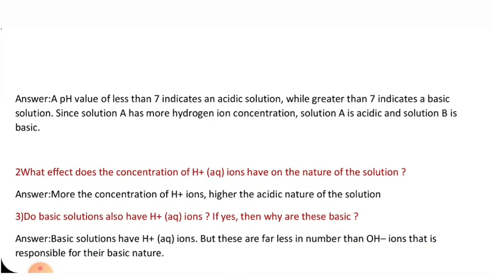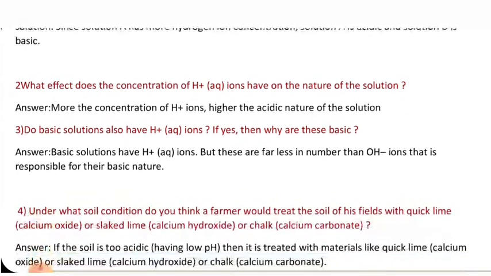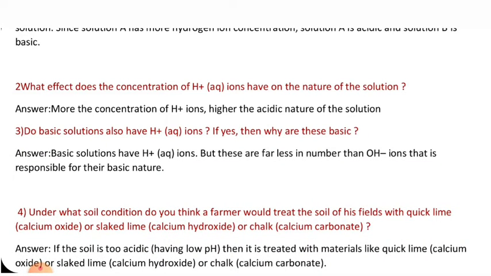Answer. A pH value of less than 7 indicates an acidic solution, while greater than 7 indicates a basic solution. Since solution A has more hydrogen ion concentration, solution A is acidic and solution B is basic. Second one, what effect does the concentration of hydrogen ions have on the nature of the solution? More the concentration of hydrogen ions, higher the acidic nature of the solution.